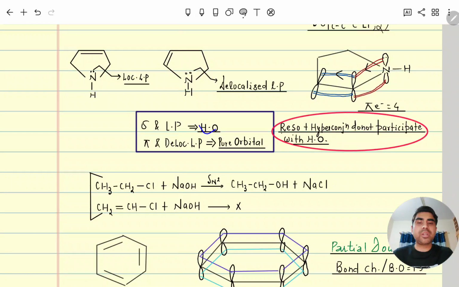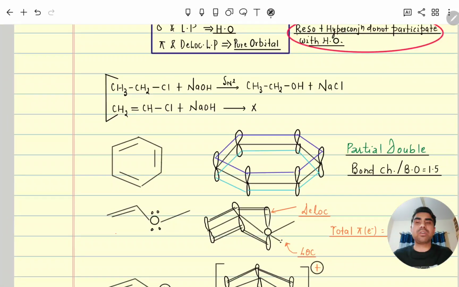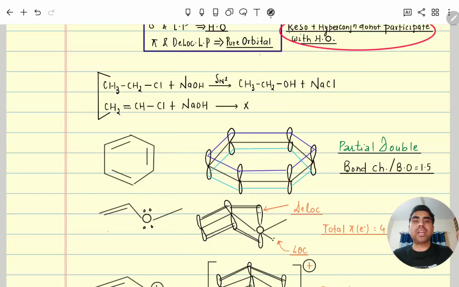So the only conclusion here is that sigma bonds and lone pairs, which lone pair? Localized lone pairs are present in the hybridized orbital, but pi electrons and delocalized lone pairs are always present in pure orbitals. Resonance and hyperconjugation do not participate with the hybridized orbital. Whatever electrons are getting dispersed or displaced, they always take place through pure orbitals only, not hybridized orbitals.